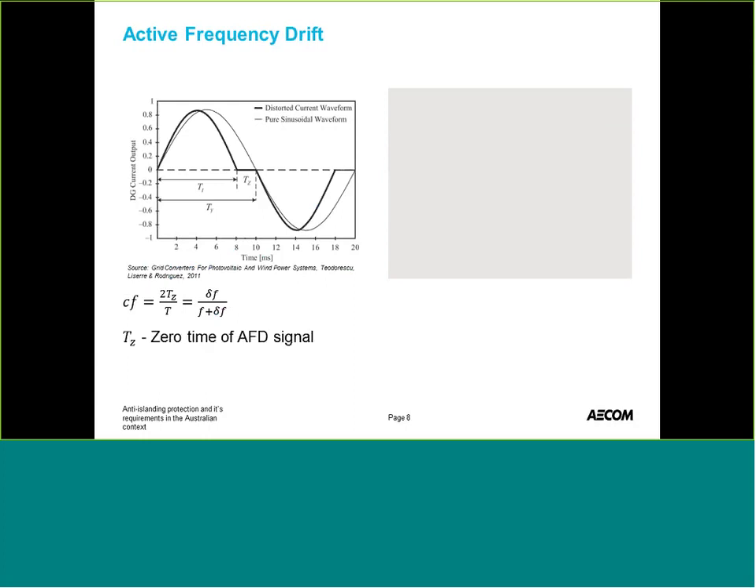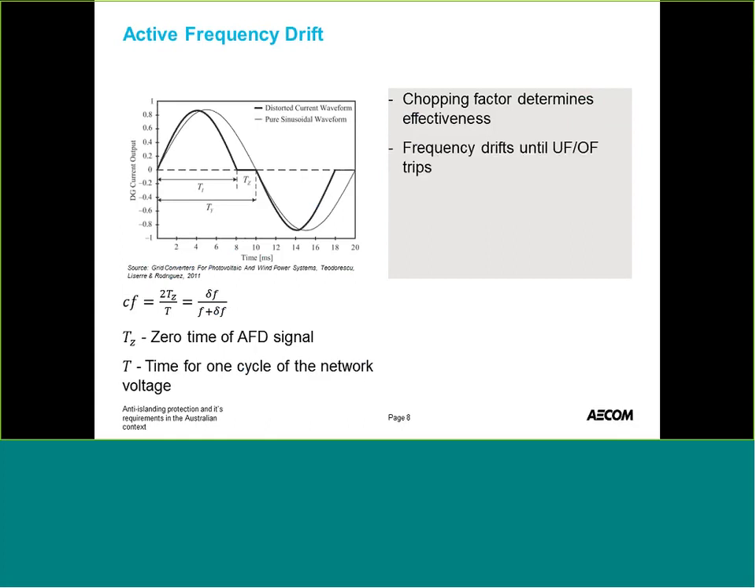So TZ is the zero time for the active frequency drift signal, and T is the time for one cycle of the network voltage. The chopping factor determines the effectiveness of the scheme, and basically it's trying to force the frequency up or down until the under frequency or over frequency trips.